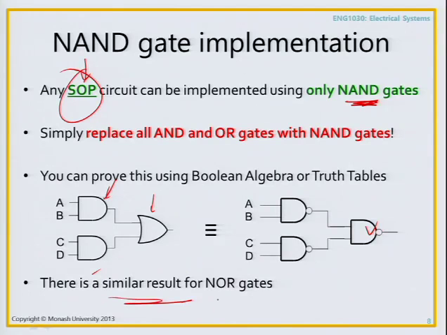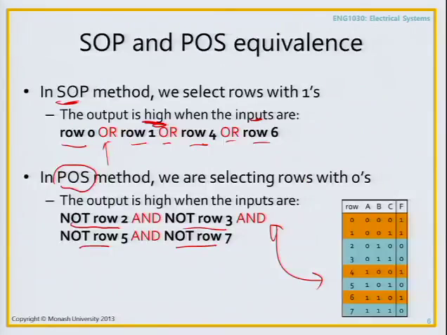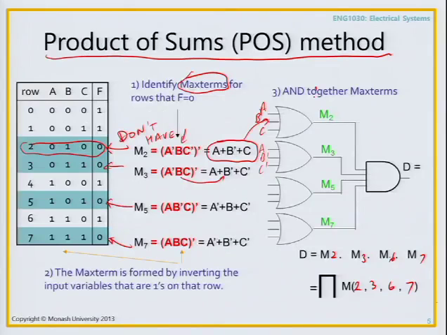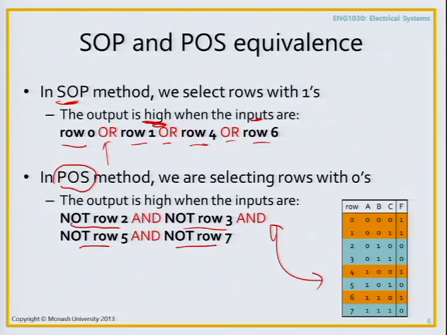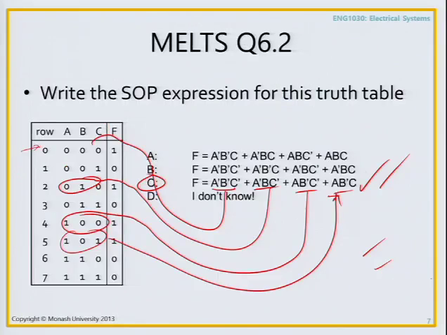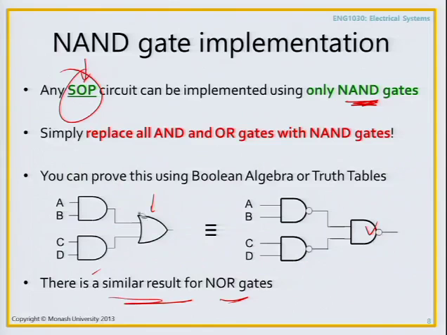And there's a similar result for NOR gates. Can anyone guess how you would do it with NOR gates? The way that works is you use the product of sums method, and you replace everything by NOR gates. That would allow you to implement that function using only NOR gates. Both of these crop up because of the use of De Morgan's theorem. We went through an example like this when we looked at De Morgan's theorem, and that's how it ties back into what we're doing here.